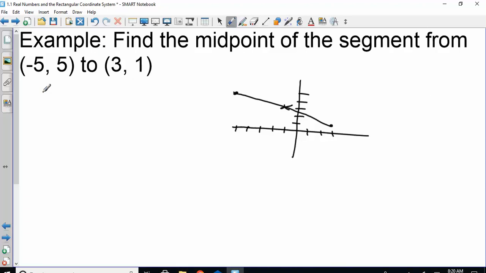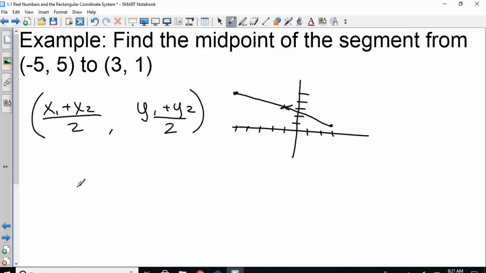If you want to find the middle of two numbers, what do you have to do? Add them and then divide. Yeah, it's just an average. Add them up and divide by 2. So our midpoint is an ordered pair, and essentially you average the x's and you average the y's to get that ordered pair. For my x's, we have negative 5 plus 3 divided by 2. For my y's, we have 5 plus 1 divided by 2.